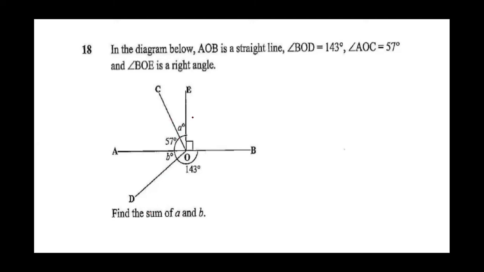So first of all, we need to find A. How do we find A? Angles on a straight line always add up to 180 degrees. So it is going to be on top here, 57 plus A plus 143 is equal to what? 180. Sorry, this is a 90. So not this one, but 90 like that. This is a 90. 143 is at the bottom.